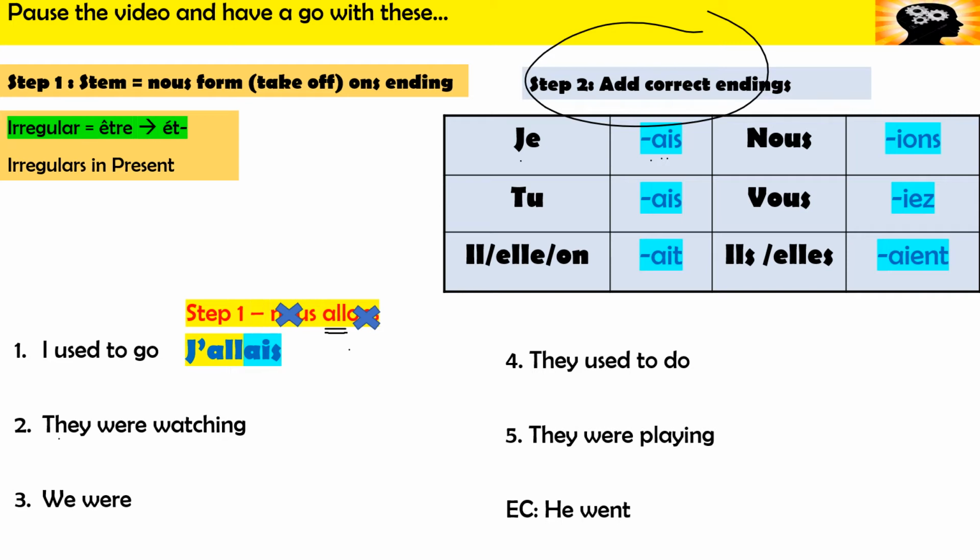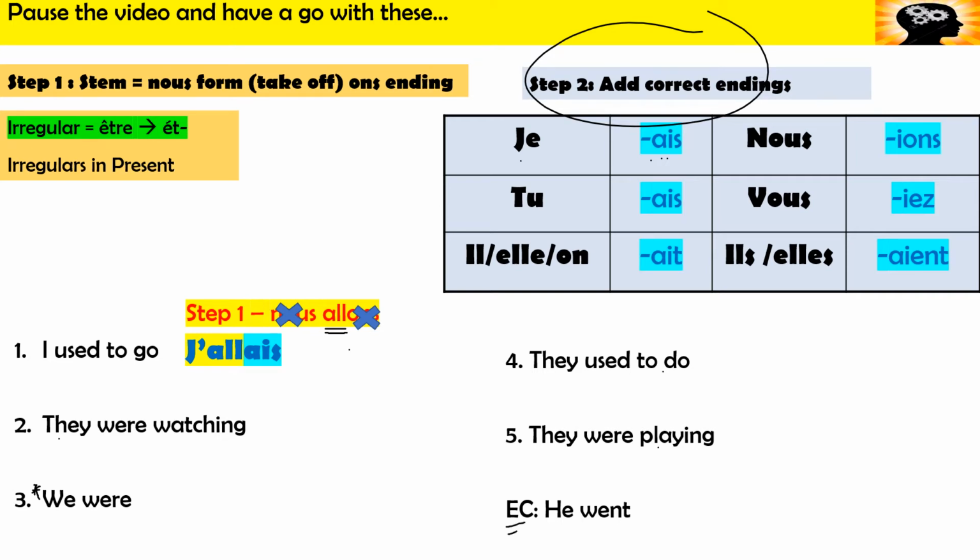They were watching. The verb is regarder. So what's the new form? We were. Be careful of this. Why have I put this here? This is an extra verb. This is irregular. Then they used to do. They were playing. He went. Oh, tricky extra challenge. What I want you to do then, put me on pause.